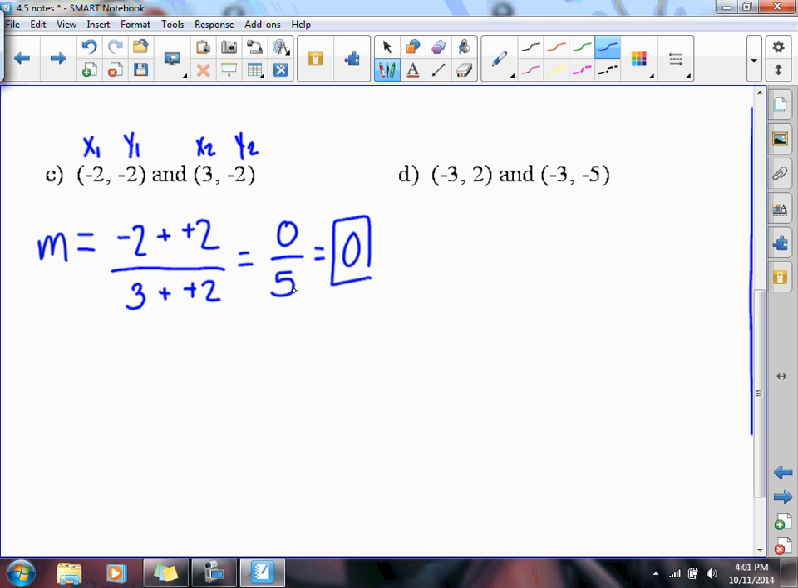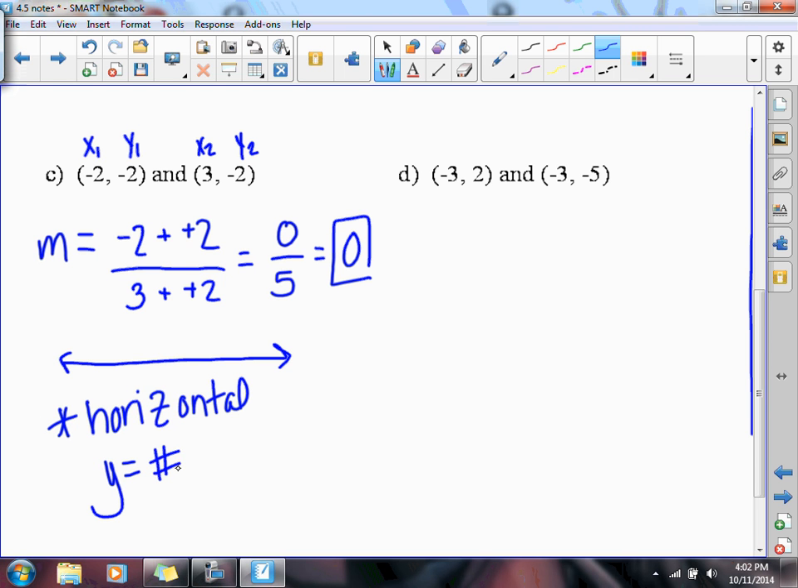What kind of a line wouldn't rise at all? It wouldn't go up or down, but it would go left and right. That would be a horizontal line. So horizontal lines will always have a slope of 0. And remember, we graph horizontal lines with the equation y equals some number. Okay? And a good way to remember this is that horizontal has O's in it, and 0 kind of looks like an O. So horizontal lines have a slope of 0. That's a good way to remember that.